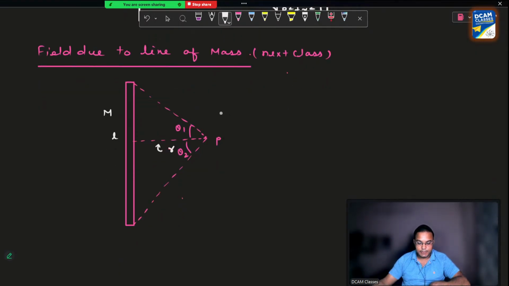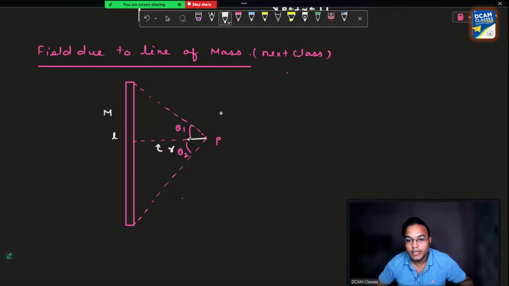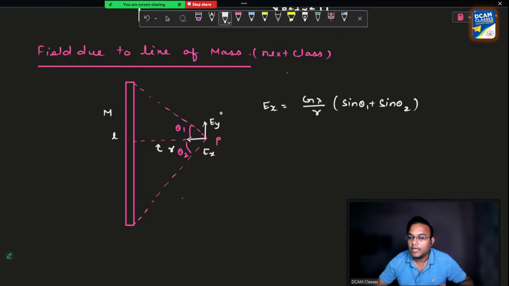The results I'll give you are Ex and Ey. Ex is G lambda by r times sine theta 1 plus sine theta 2. The integration part I'm leaving for the next class. I want you to process the above integration. Otherwise, it will become too much today.